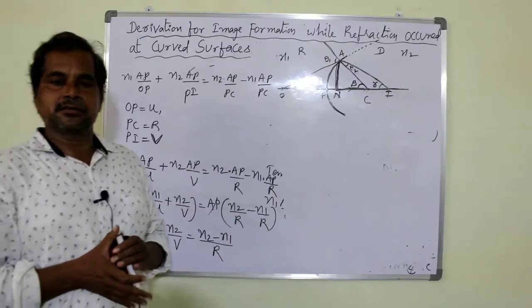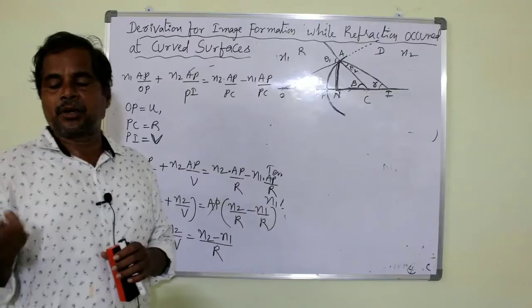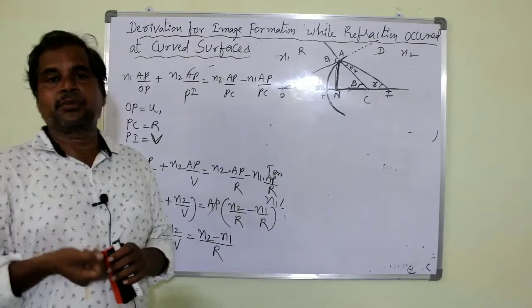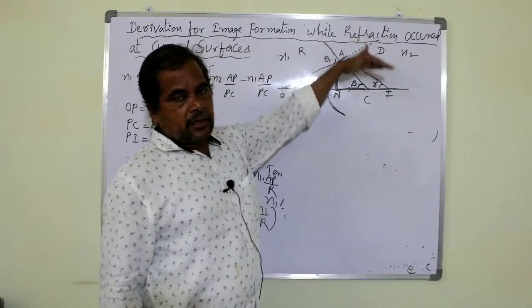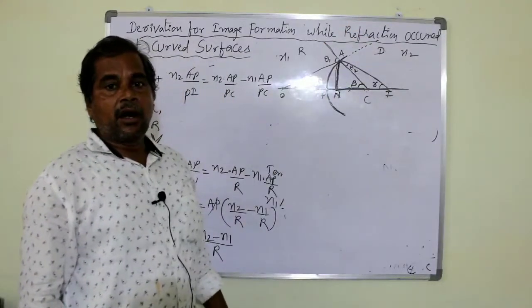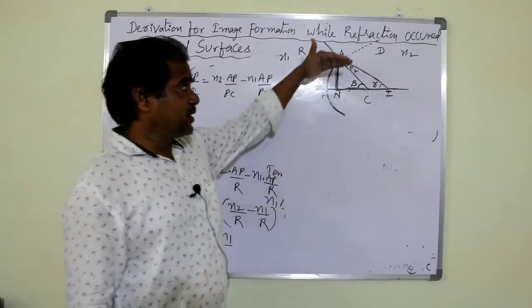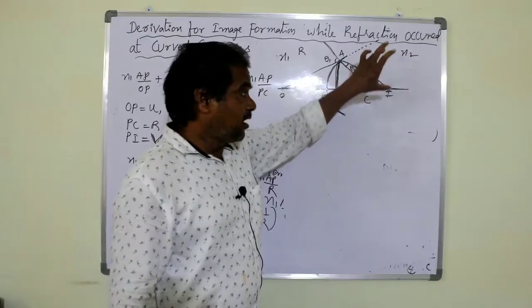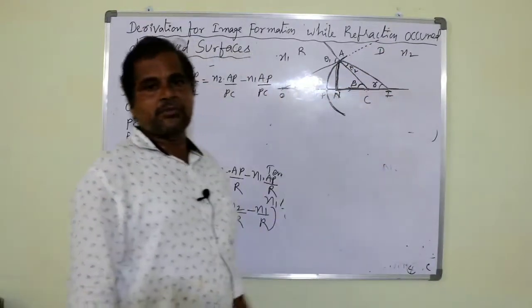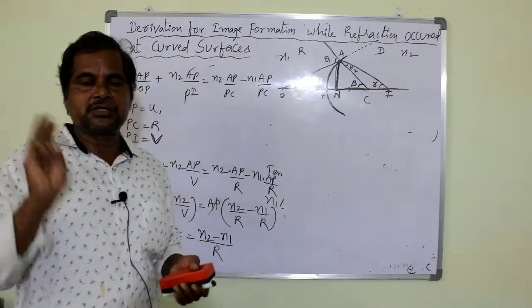Next, the third sign convention. When we measure the heights of the objects or heights of the images above the principal axis, at that time we take positive values. When we measure the heights of the objects or images below the principal axis, at that time we take negative values. So we have three sign conventions.